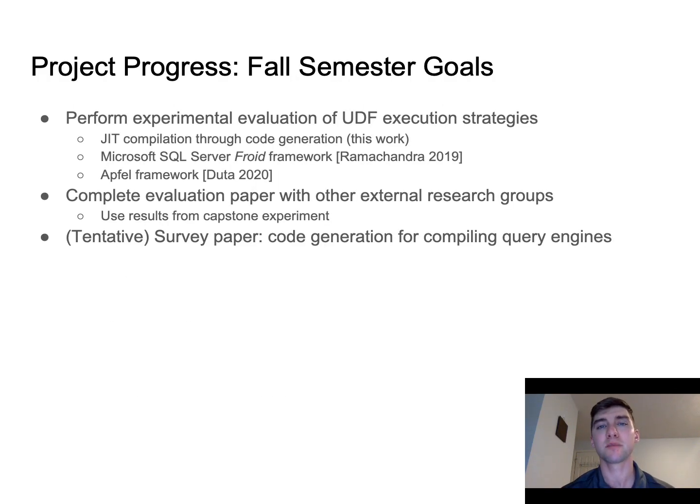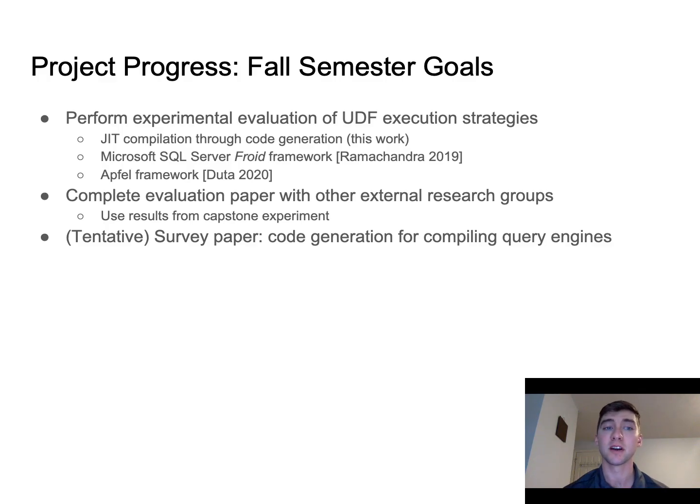Finally, we arrive at my plan for the fall semester. At this point in my capstone, most of the engineering effort is behind me. What's left is to perform the experimental evaluation of UDF execution strategies. There will be 3 different methods for UDF execution that I will include in this evaluation. The first is JIT compilation through code generation, the technique that I've explored in my work, as well as 2 external sources that implement UDF inlining.